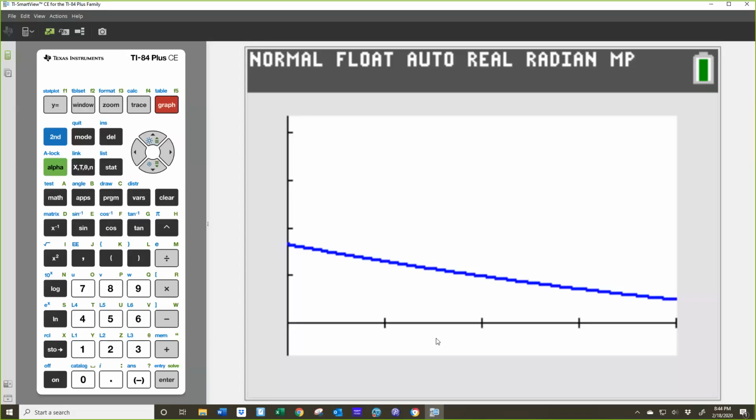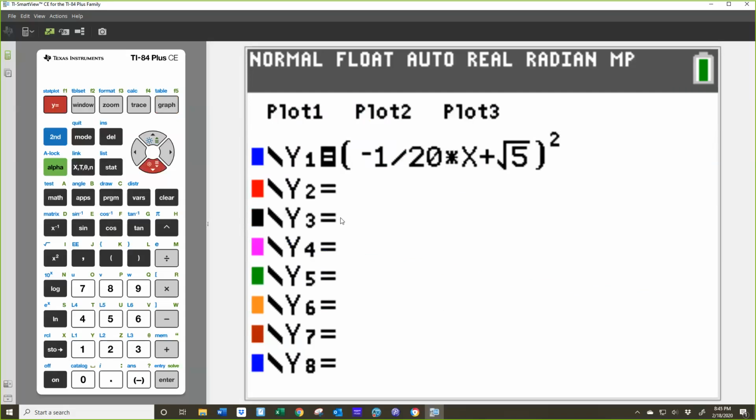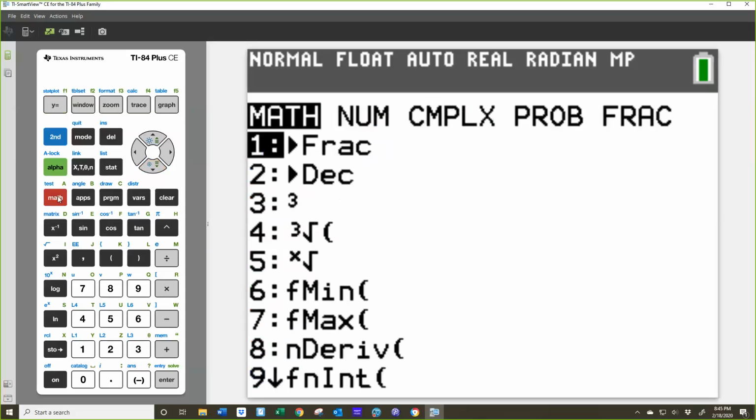So let's look at how we could actually support this answer being the actual solution. So I'm going to go back to my y equals. And what I'm going to do now is in y2, I am going to say, well, let's look at the derivative of the supposed solution curve that I have in y1. And so I'm going to find my derivative, and that's going to be under my math, and it's number 8 in deriv.